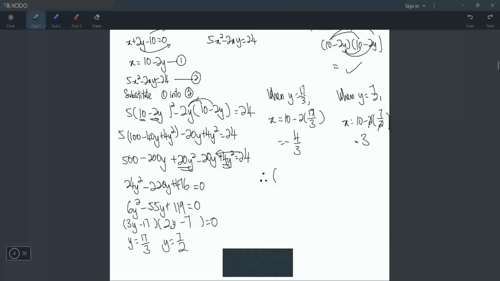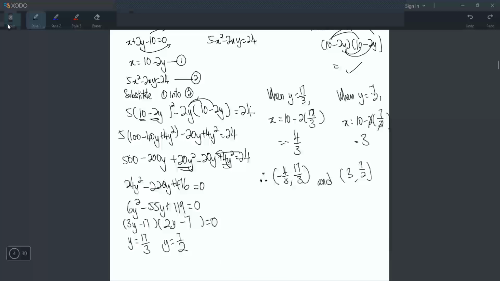So the first intersection point is, sorry, we have to write the x first. So we have to write -4/3. That's the x coordinate, and followed by the y coordinate, 17/3. So this is the first intersection point. And the other intersection point is, okay, bracket 3, 7/2. So these are the two intersection points yang ada dalam your first question, right? So kalau tak ada masalah, kita sambung.